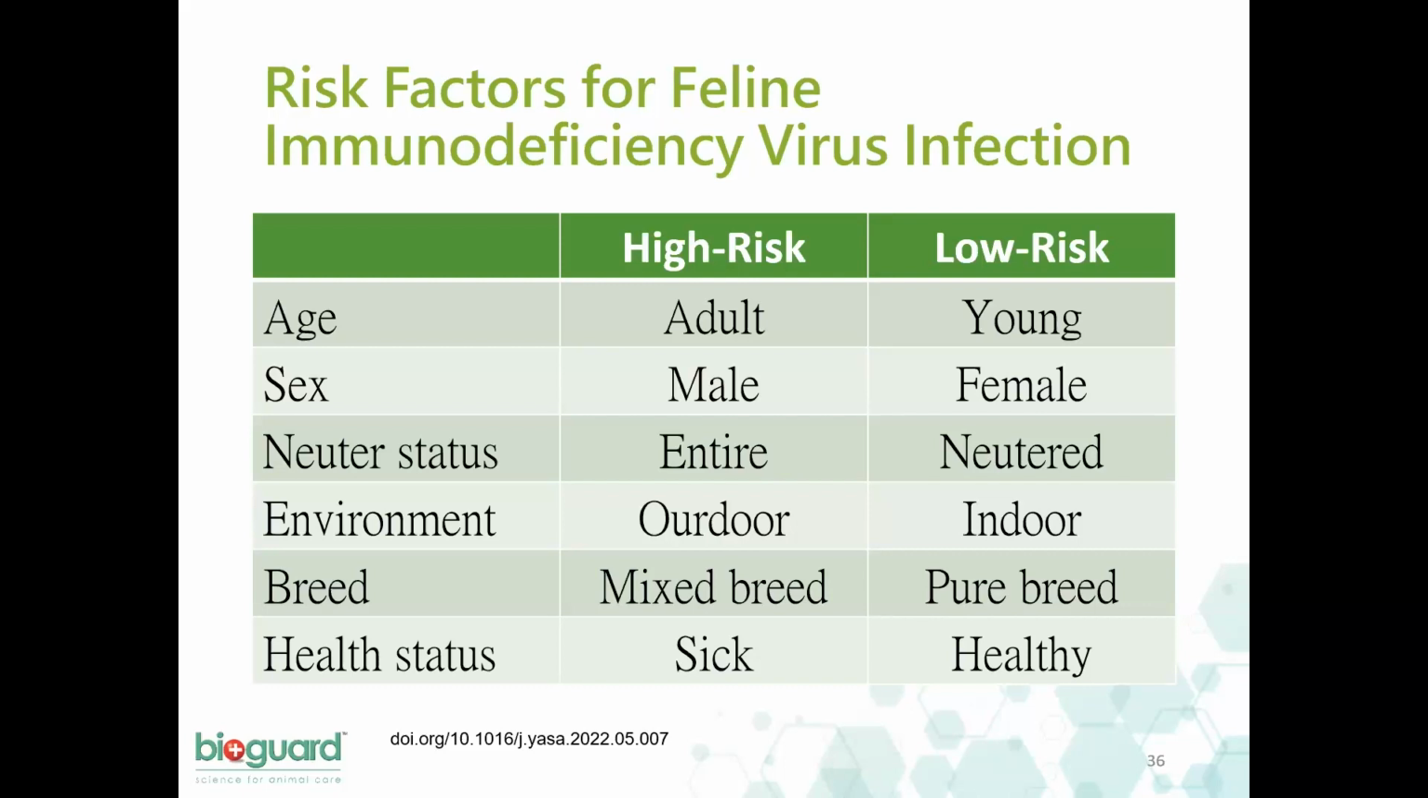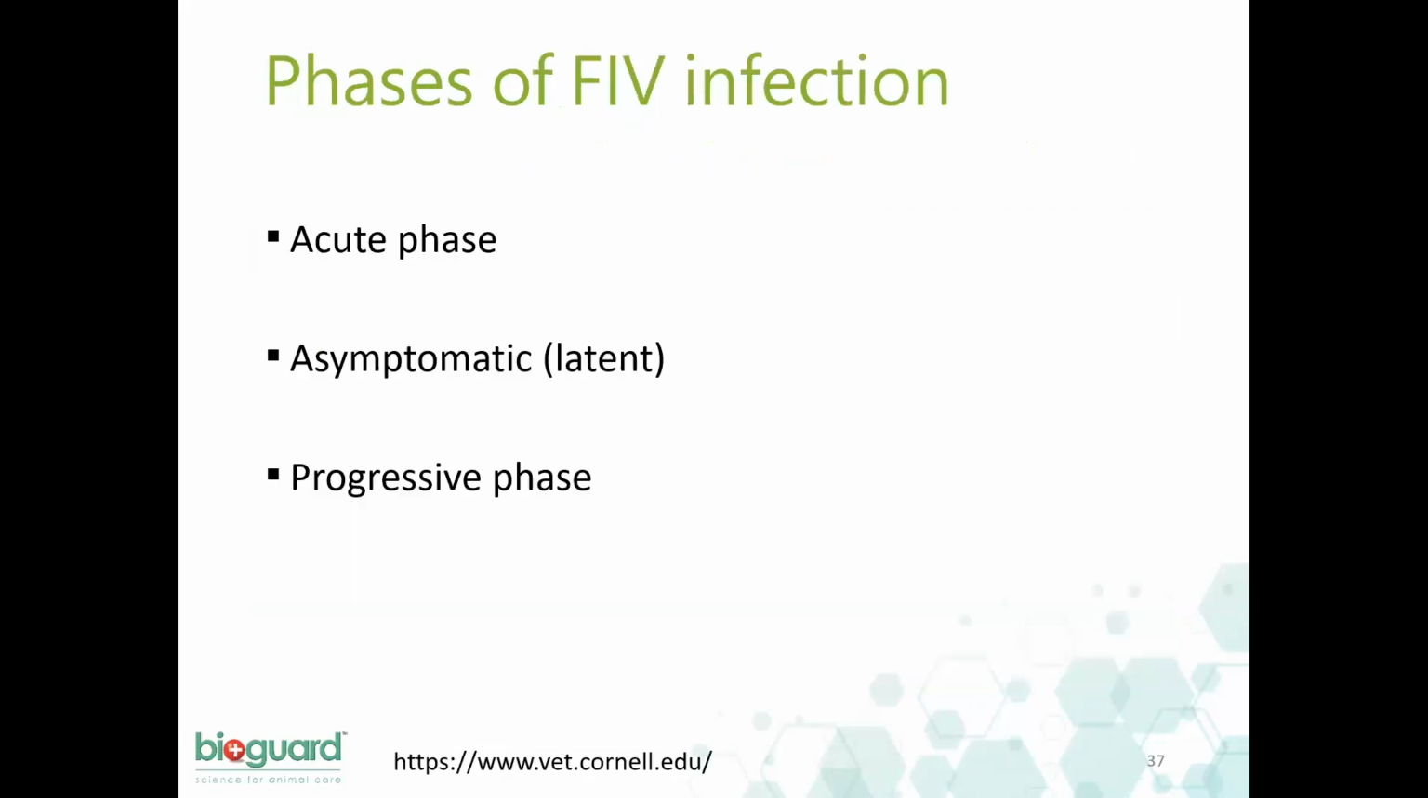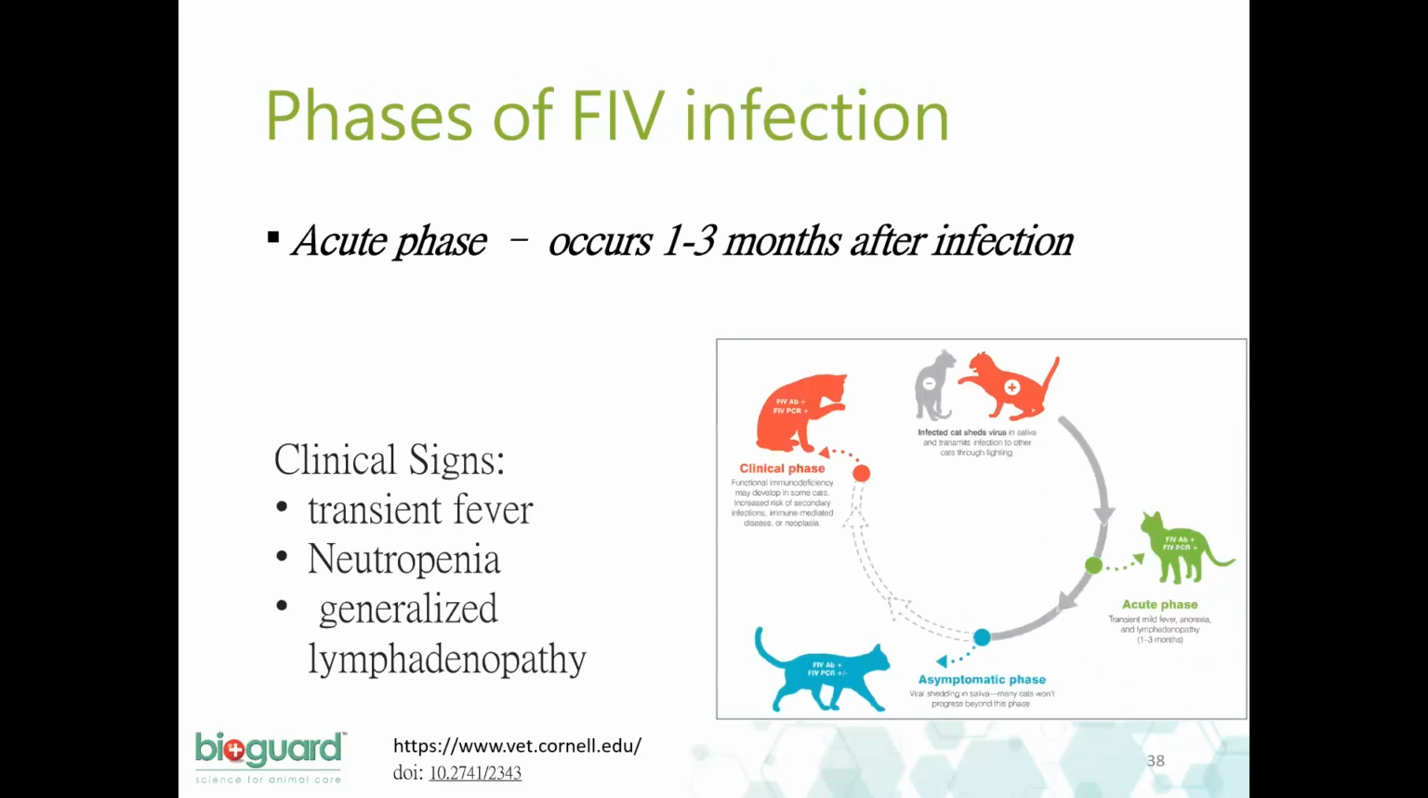So there are 3 phases of FIV infection. We have the acute phase, the asymptomatic or latent phase, and the progressive phase. The acute phase of infection generally occurs 1 to 3 months after infection. At this time, the virus is carried to lymph nodes where it reproduces in white blood cells known as T lymphocytes. Clinical signs during this period include transient fever, anorexia, neutropenia, and generalized lymphadenopathy.